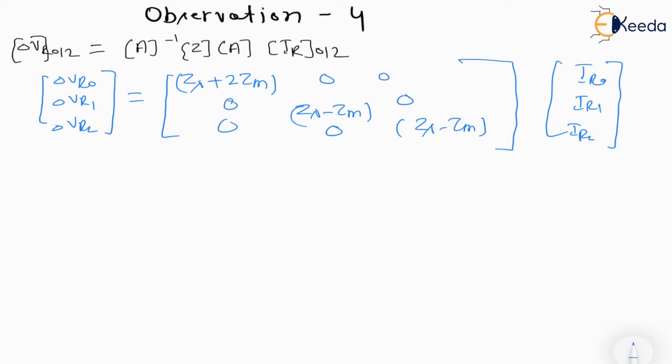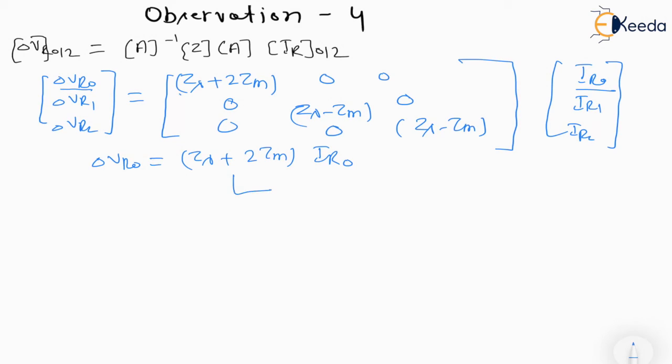You can simply see here that all the off diagonal values are 0, and the relation between delta VR0 and IR0 is Zs plus 2Zm. We can write delta VR0 is equal to Zs plus 2Zm into IR0, and delta VR1 independently and delta VR2 independently. So we can see clearly here that the off diagonal elements of the sequence network are 0. It means the sequence networks are mutually disjointed.